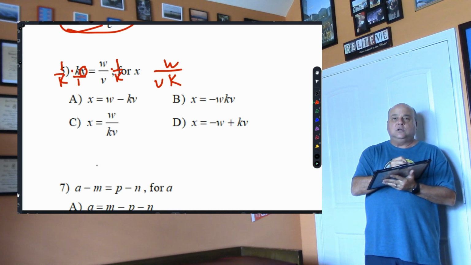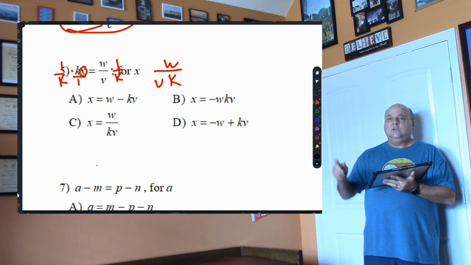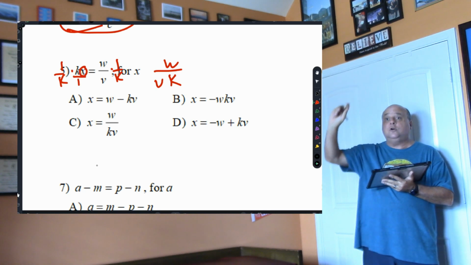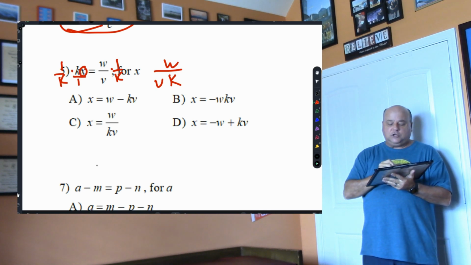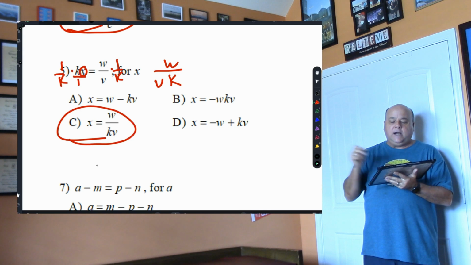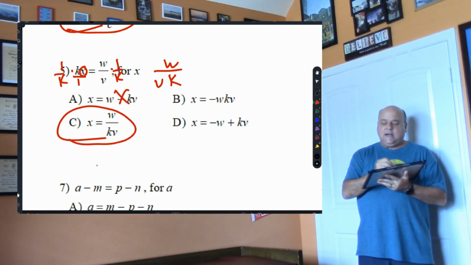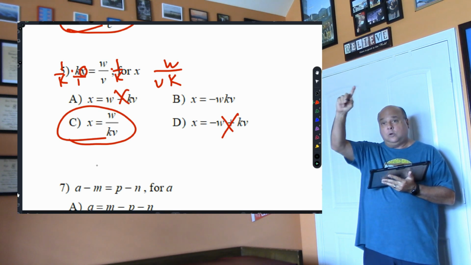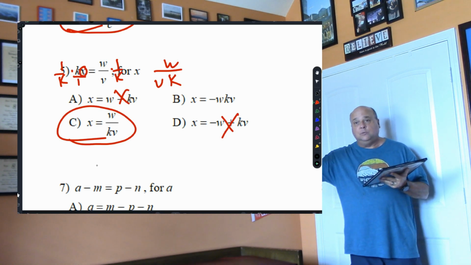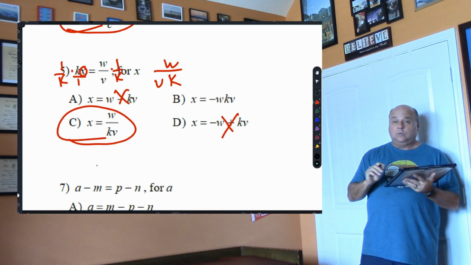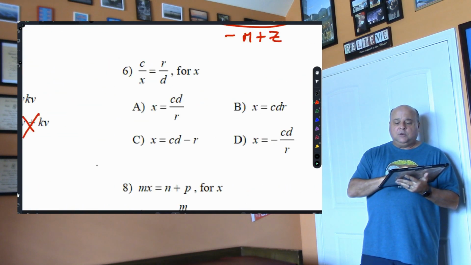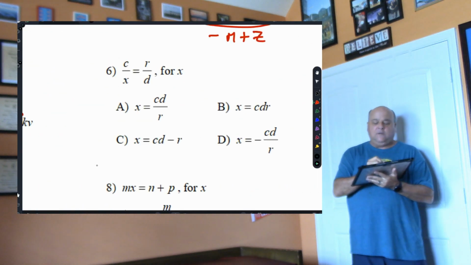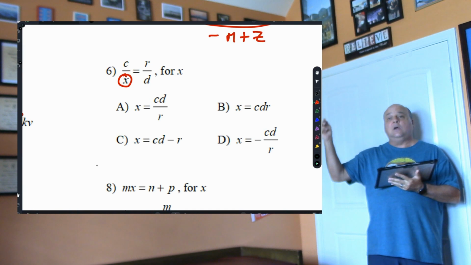Notice that K goes from the top to the bottom. So the K will go from the numerator to the denominator. Which choice has this? It's right here, okay? We are not going to add or subtract on this, okay? And that K will go from the top to the bottom because you're moving it across. That's real tricky.